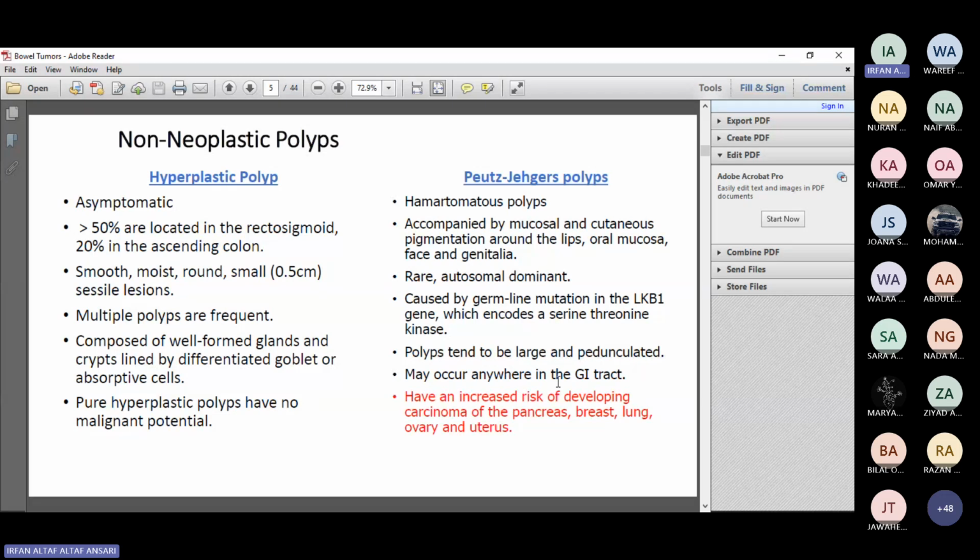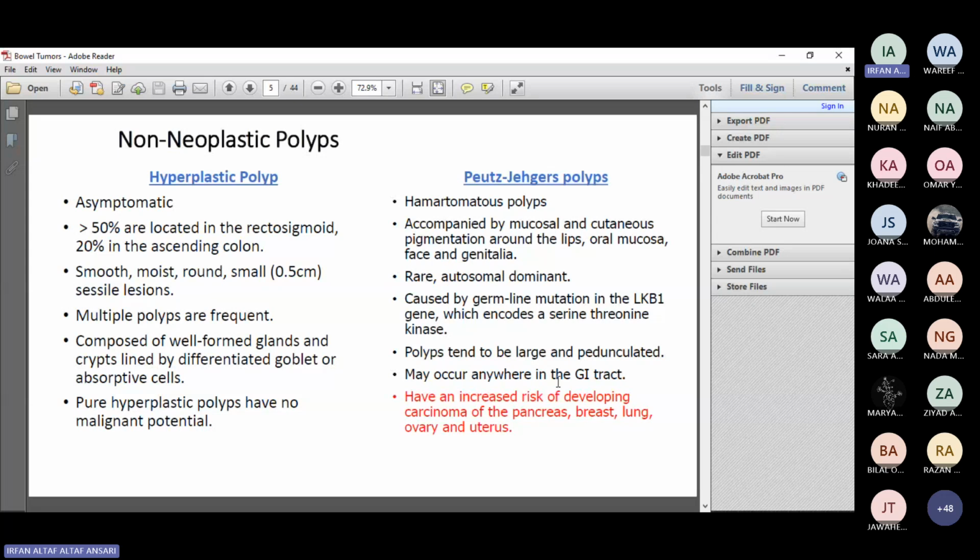Okay, the Peutz-Jeghers polyps are hamartomatous polyps, meaning there is abnormal accumulation of abnormal tissues. Peutz-Jeghers is a syndrome. It is a hereditary tumor syndrome, and they are accompanied by mucosal and cutaneous pigmentation. The patient will have pigmented mucosa of the conjunctiva, pigmented mucosa of the tongue, or pigmentation around the lip, okay, or the face, or pigmentation around the genitalia.